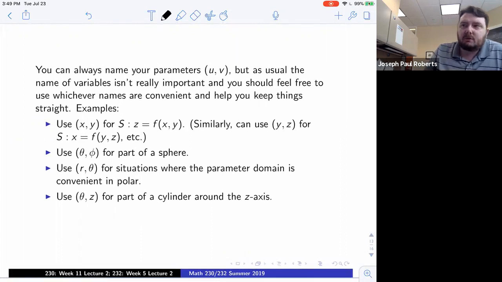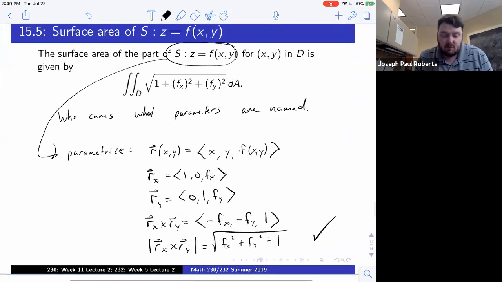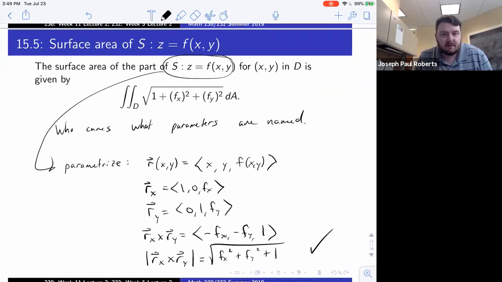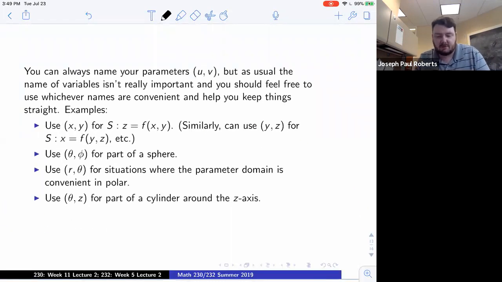I can think of a few different cases where using something different feels nice. In the previous case, you can use x and y as your parameters; you don't have to use u and v. Obviously you could change this to u, v everywhere, but who cares what they're named? For certain cases, you could use x and y. If instead your surface is given to you as x as a function of y and z, then you could let y and z be your parameters.